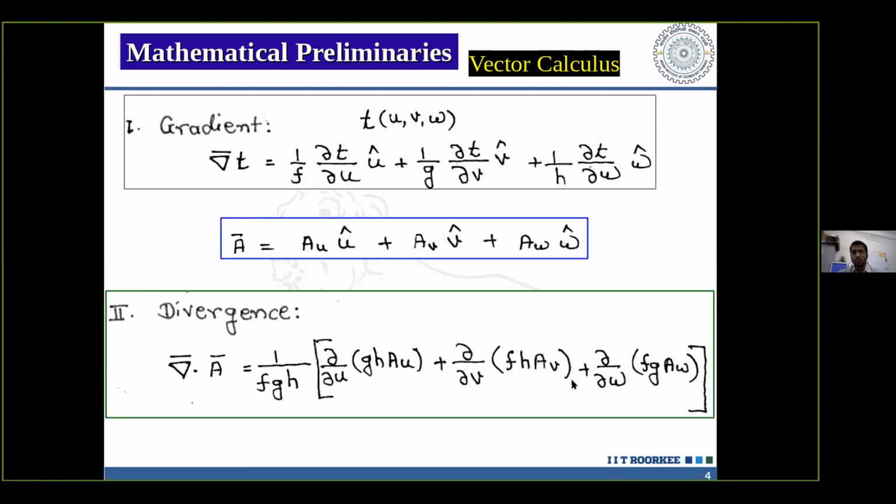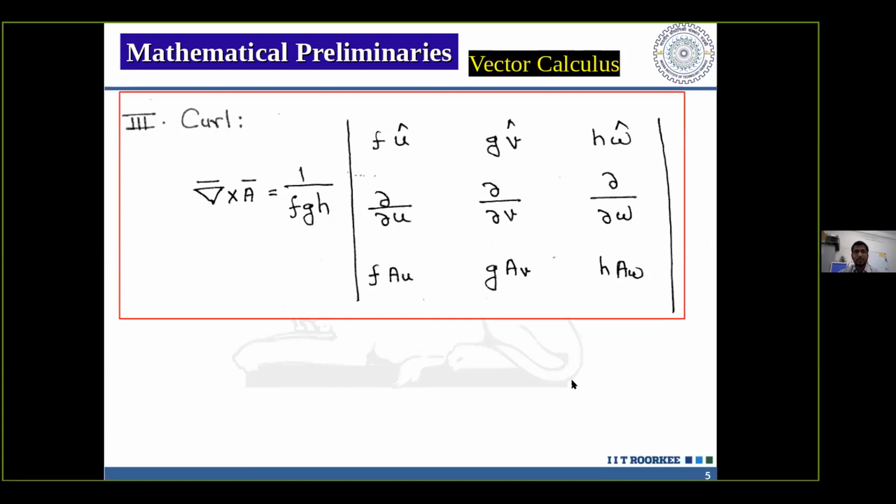And what about curl? Curl is again 1 over FGH. If you compare it to the divergence, I have 1 over FGH outside, and then inside I have F u cap. Again, you may get a bit confused because I am writing u cap. In Cartesian coordinates, we always write it as x cap, y cap, z cap, or you prefer i cap, j cap, k cap. But in general, one can write it this way. Again, if you remember the first column, the remaining two columns can be very easily written. So it is not that you have to remember all the four formulas. If you remember part of the four formulas, you will be able to get the curls.